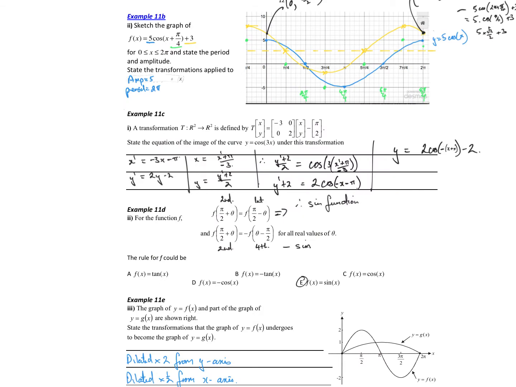Bit more graph sketching. Again, sketch the graph of 5 cos(x + pi on 4) + 3. State the period and the amplitude. I think I was initially going to get you to do the transformations, but they're reasonably straightforward. Identify the amplitude, identify the period, and so again you can see there in blue, I've got one cycle of the cosine graph.